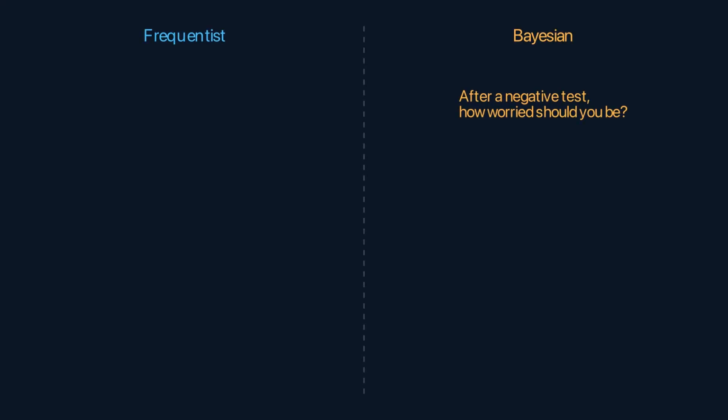The Bayesian sees the same two patients, but asks a different question. After a negative test result, how worried should you still be? This depends entirely on your prior. The doctor started at 40%. After a negative test, she drops to 13%. She is still worried. A negative test for a high-risk patient is not very reassuring.